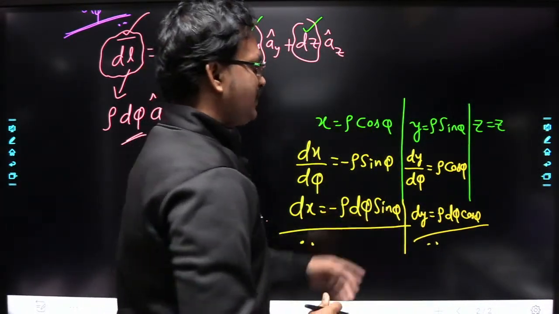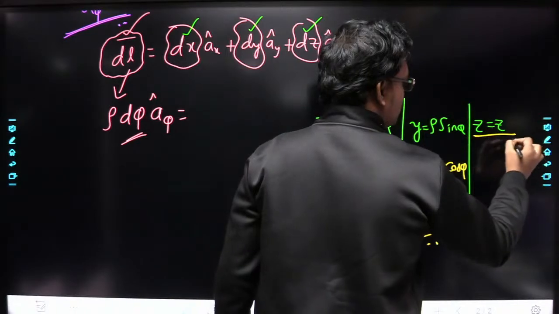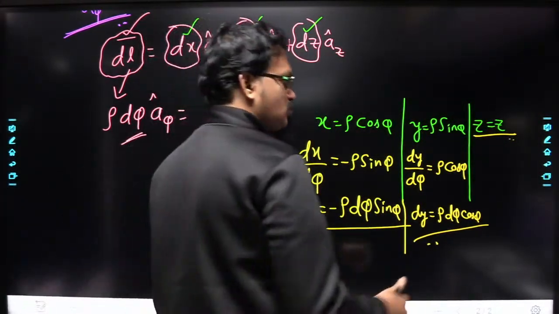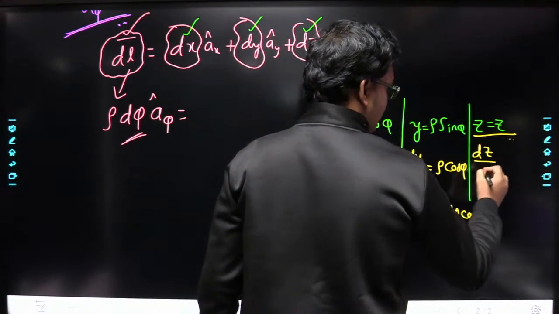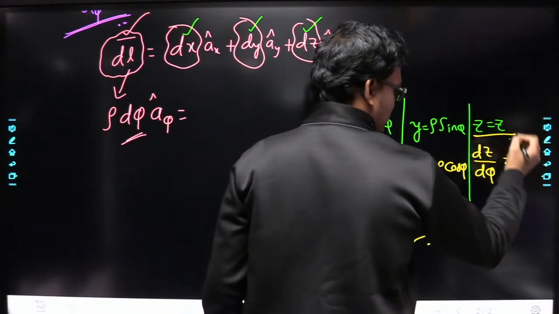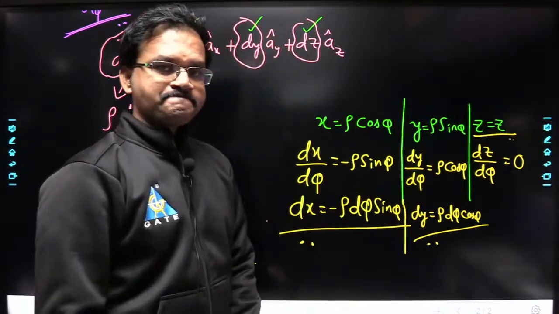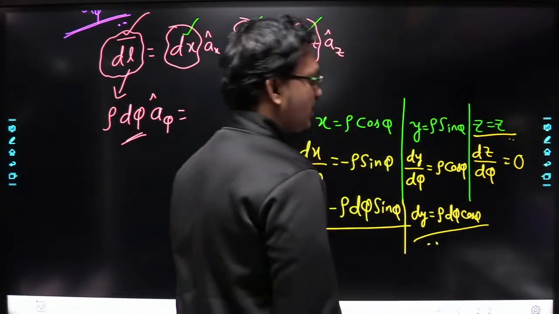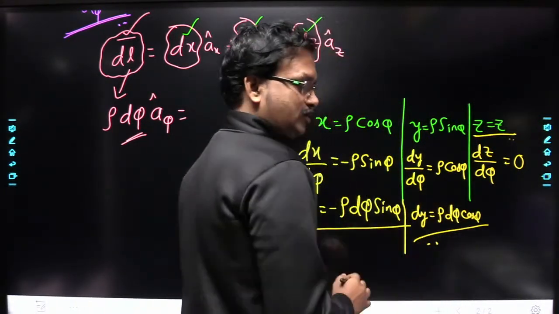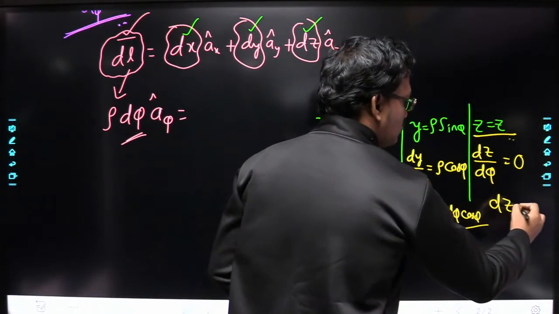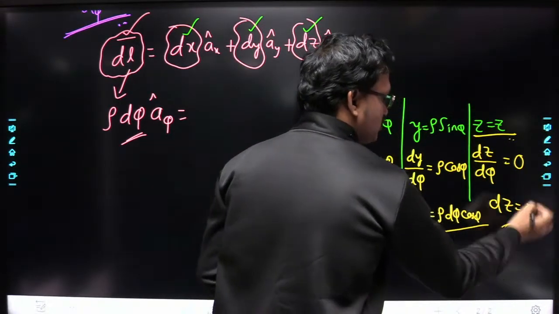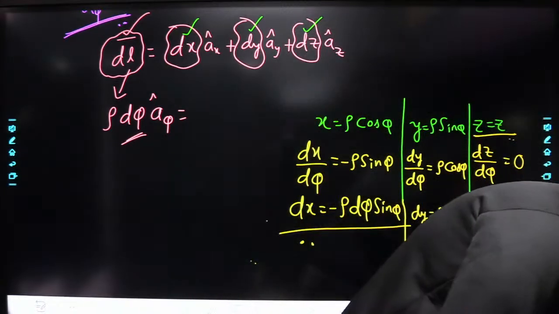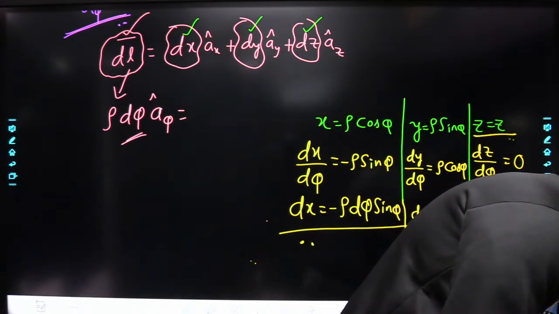Understood? Okay. Similarly here z is equal to z. Now here z is independent of phi. So if you differentiate z with respect to phi, you are going to get 0. So dz by d phi is equal to 0. So now dz is equal to 0. Understood? Okay.